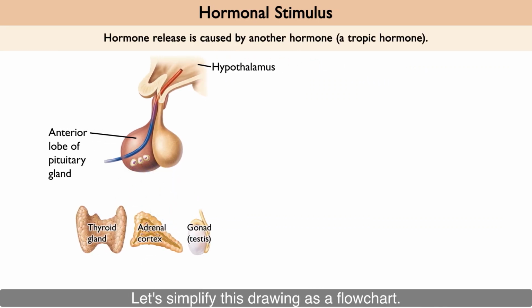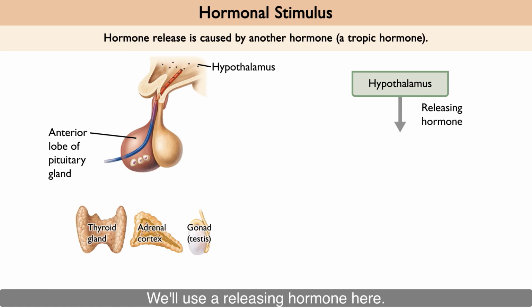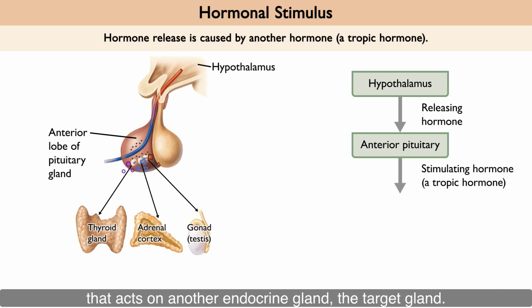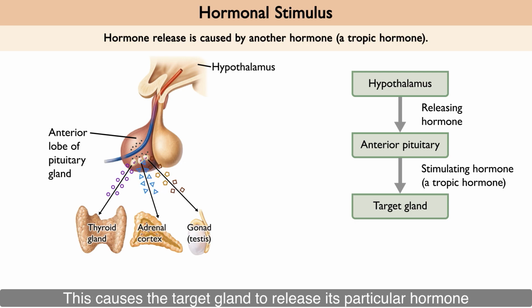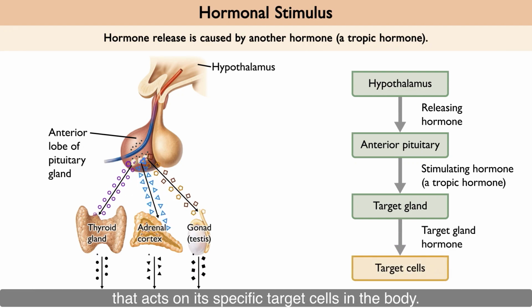Let's simplify this drawing as a flowchart. The hypothalamus secretes releasing or inhibiting hormones. We'll use a releasing hormone here. The releasing hormone acts on specific cells in the anterior pituitary. These cells, in turn, release a stimulating hormone that acts on another endocrine gland, the target gland. This causes the target gland to release its particular hormone that acts on its specific target cells in the body.